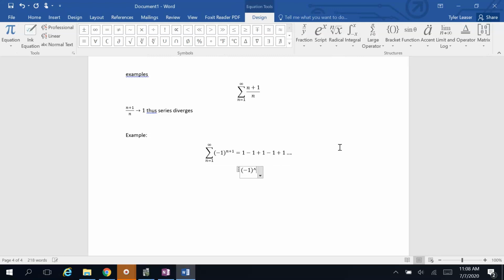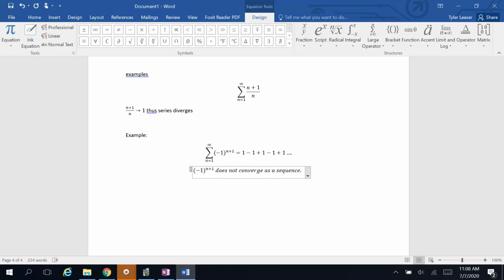If we just look at the sequence -1 to the n plus 1, this is going to be the sequence 1, -1, 1, -1 forever and ever. That never converges to anything. So this does not converge as a sequence.